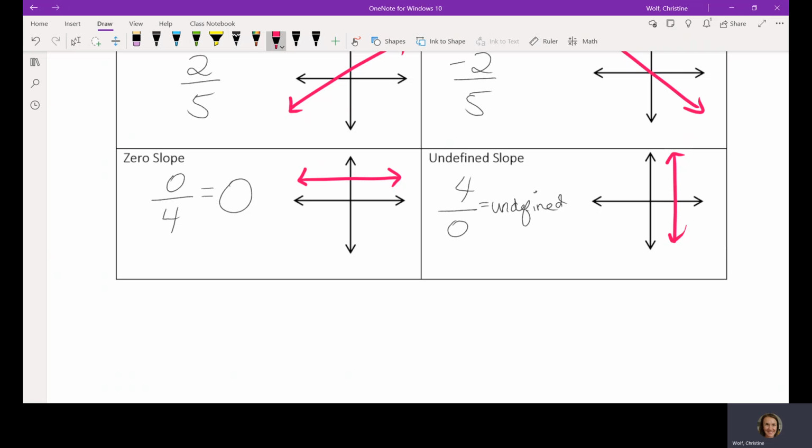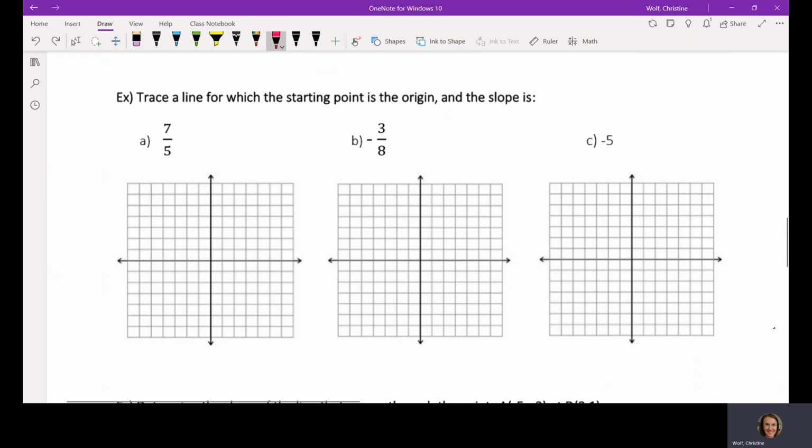Okay? Students always mix these up. 0 on top is possible. It's just a flat line. 0 on the bottom, that's trouble. Okay? All right. Next page, we're already halfway done.